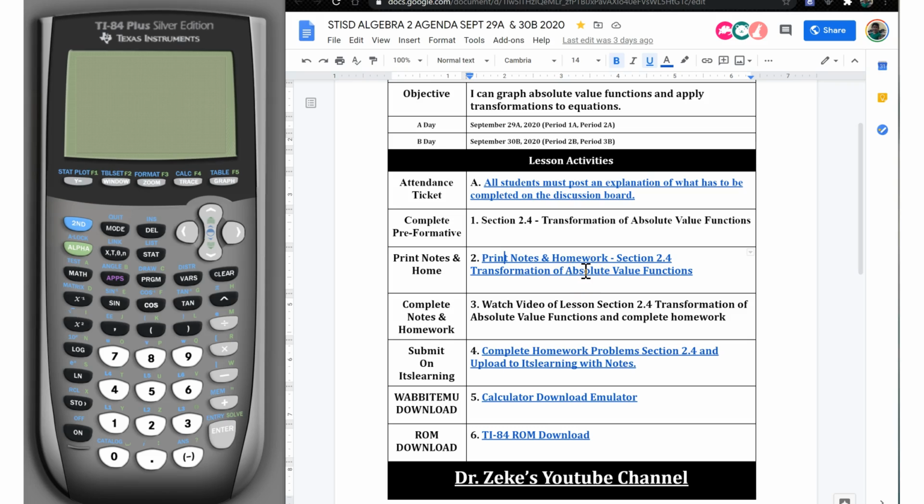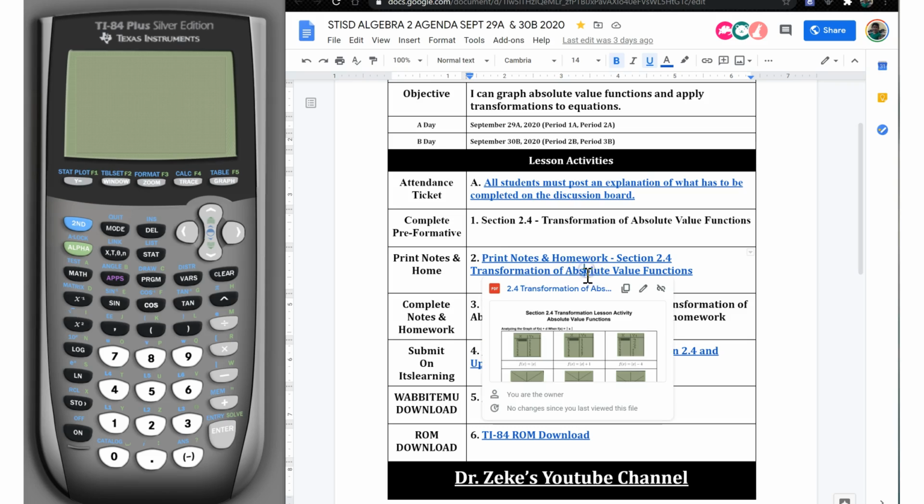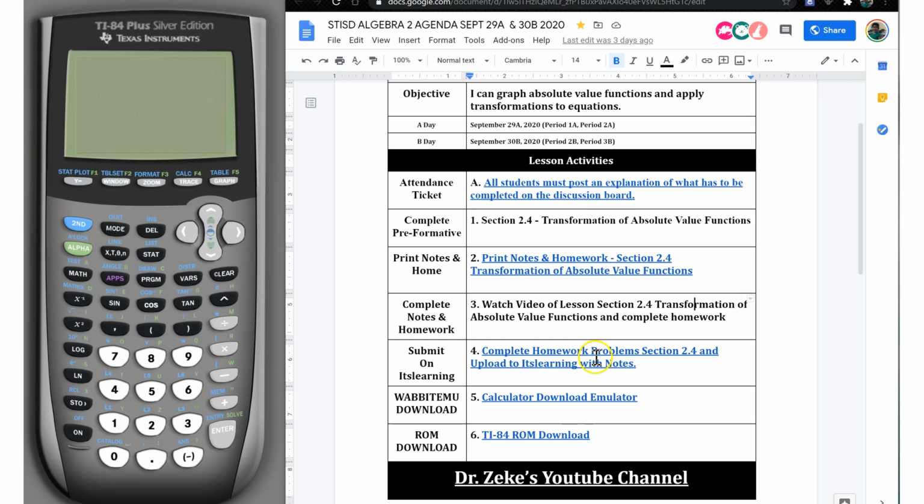What you have to do next is print the notes out. And we're going to go ahead and do this together with the video. And then after you do the lesson with me on the video, you're going to submit on its learning.